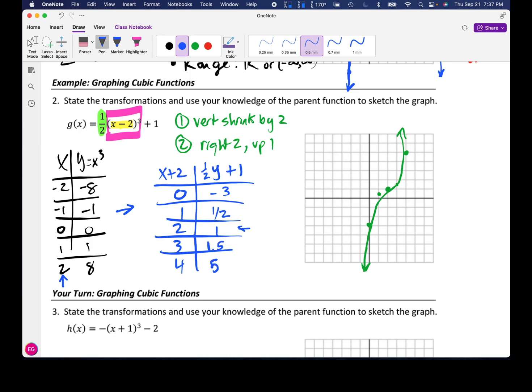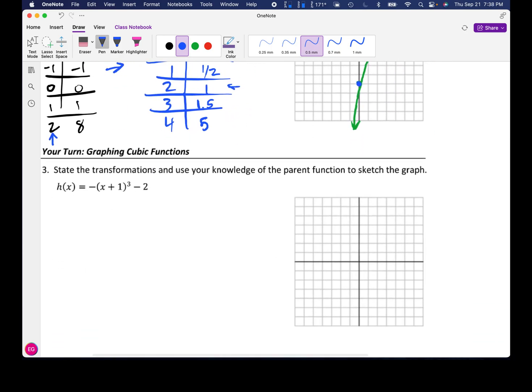And if we were to look at all of the points that we have, here is 0, -3. Here is our 1/2, our 2, 1, our 3 and 1.5, and then way up here we have 4, 5. So our table lines up perfectly with our little shortcut, and we know that everything worked out.